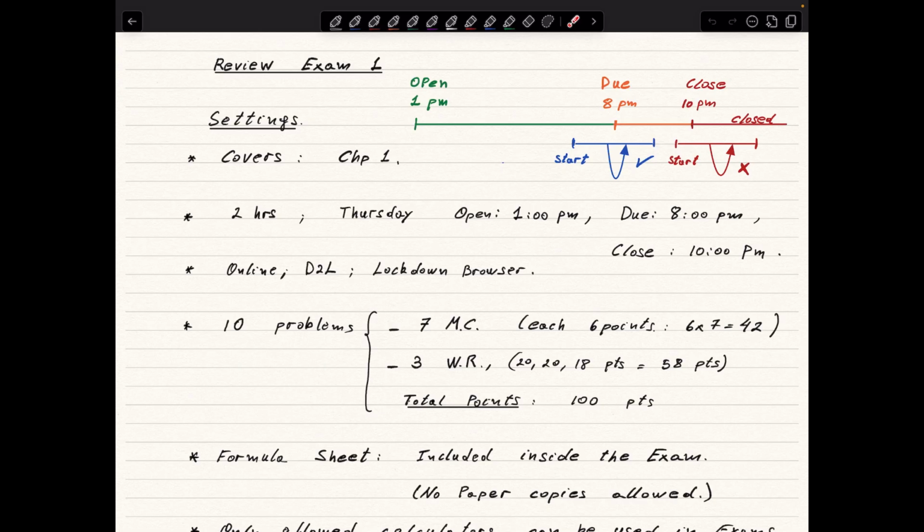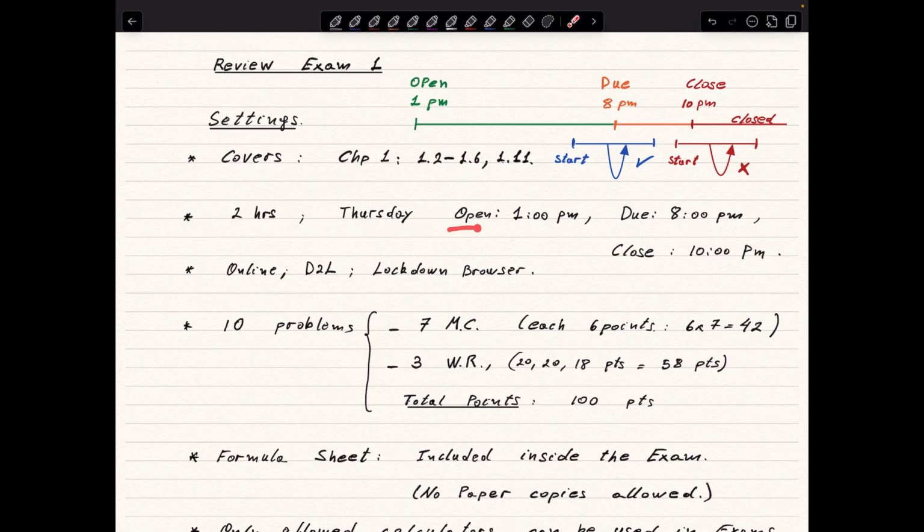In this video we review the main ideas for exam number 1. Let's start with the settings of the exam. The exam is going to cover basically what we have seen about chapter 1, which is essentially sections 1.2 through 1.6 and also section 1.11 in our textbook. So the exam is 2 hours long.